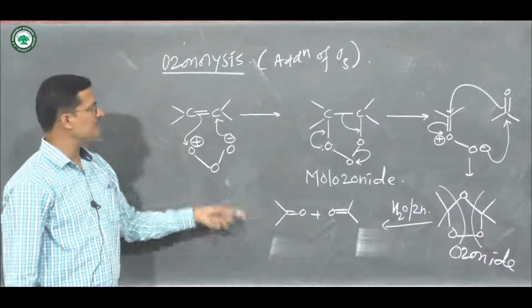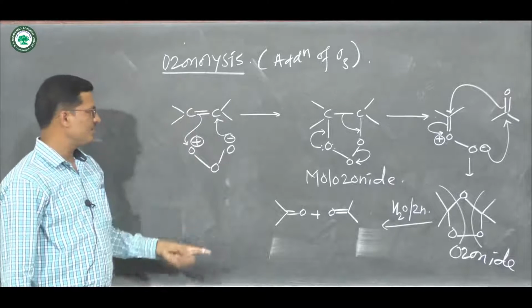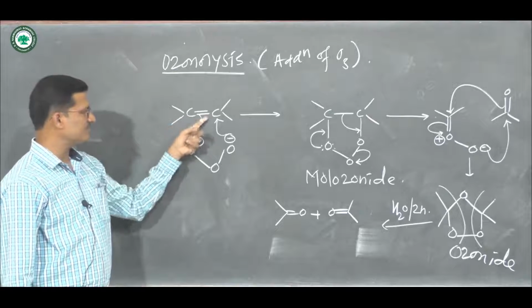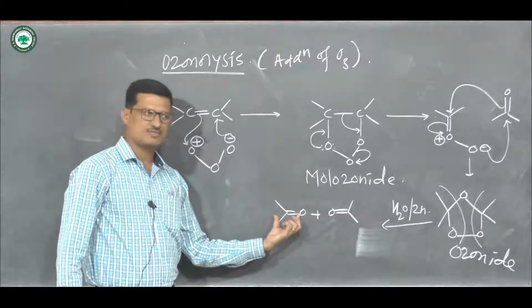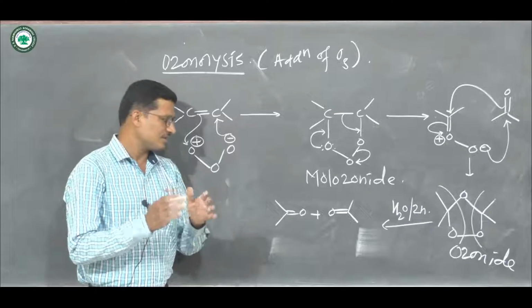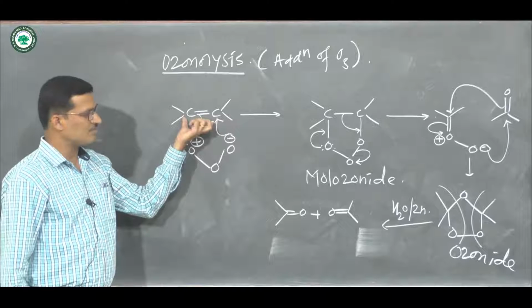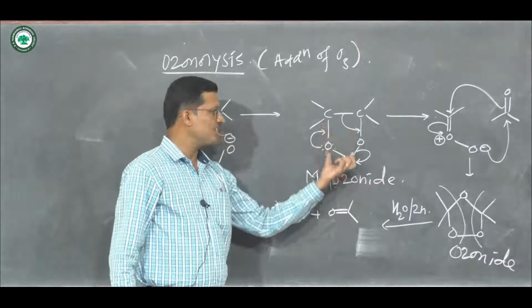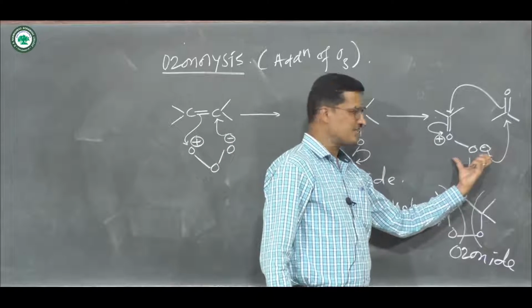So this is a simple mechanism of ozonolysis. Ozonolysis is a degradation reaction because we know the starting compound has, suppose, 6 carbons, but when we see the product, how many? 3 carbons. So this is a degradation type of reaction. In this, ozone first reacts with the carbon-carbon double bond, and there is formation of molozonide. The molozonide breaks to form two intermediates.